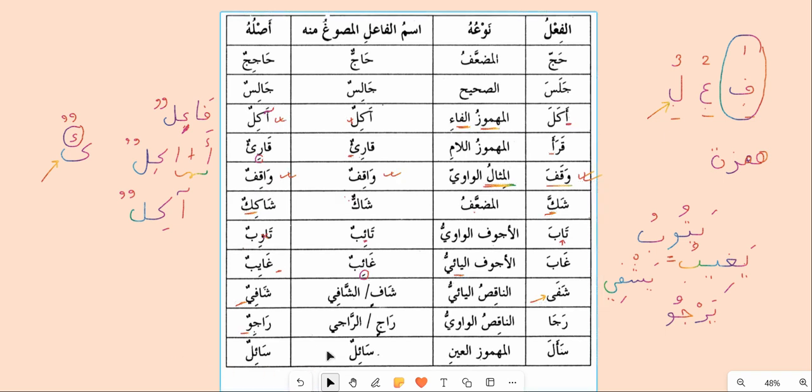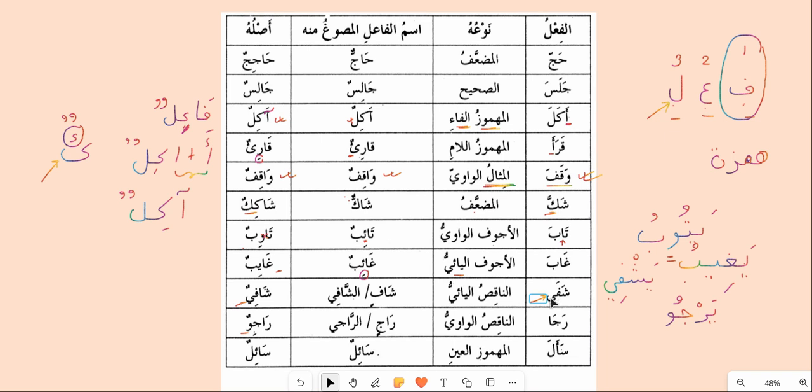So this is all about the fails. And remember, the fail takes its name according to the letters present in it. For example, if the hamza comes in the fa, the first letter, it's called al-mahmuz al-fa. If the hamza comes in between, it's called mahmuz al-ain. If the hamza comes at the end, for example qara'a, it becomes mahmuz al-lam. Here also, if the alif changes to waw, it's called ajwaf wawi. If it changes to ya, it's called ajwaf al-ya'i.